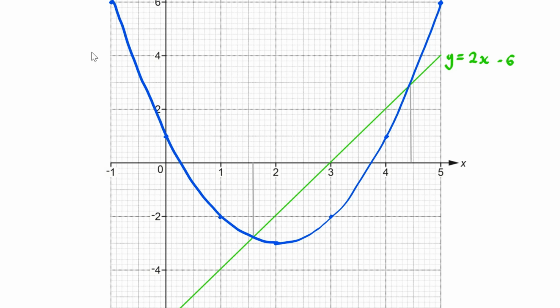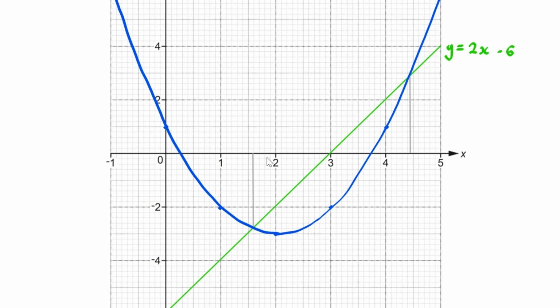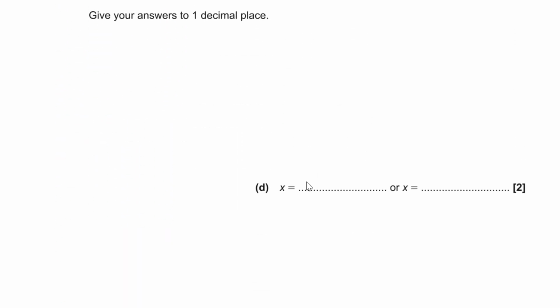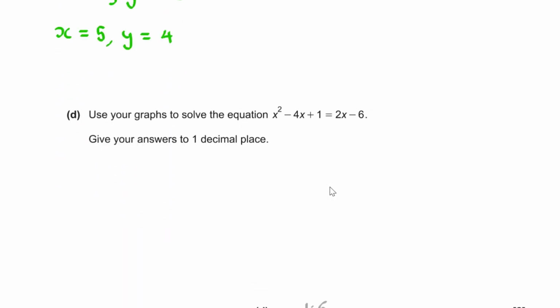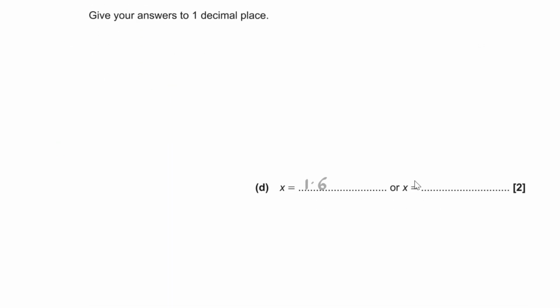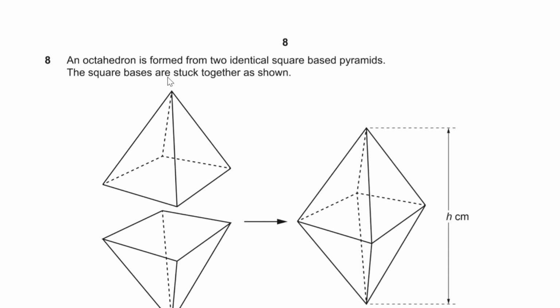If we try to find that more accurately, we've got another one here. So we've got here x equals 1.6, and we also have x equals, well here we've got 4.4 essentially to one decimal place. So those are our solutions.